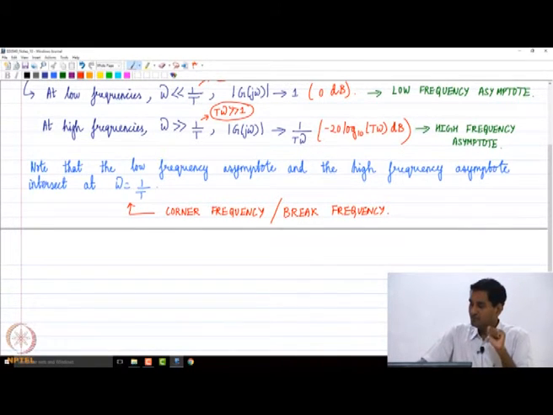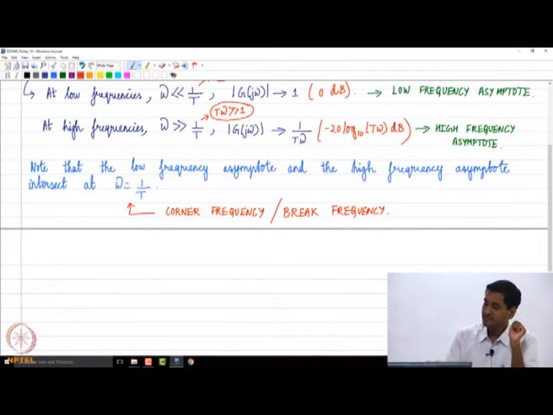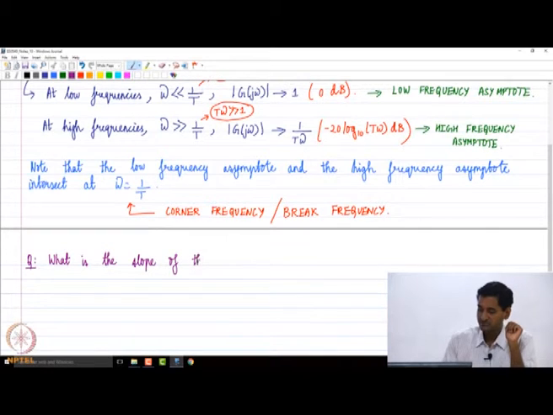Okay. Now let's plot them. But before we plot, let's ask ourselves a question. The question we are going to ask ourselves is, what is the slope of the high frequency asymptote, okay?